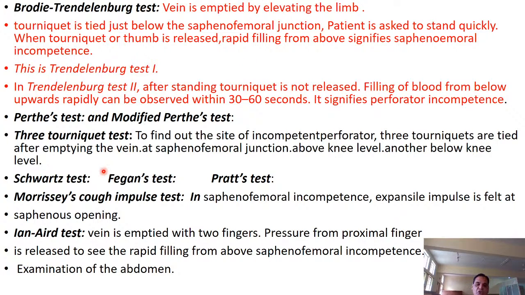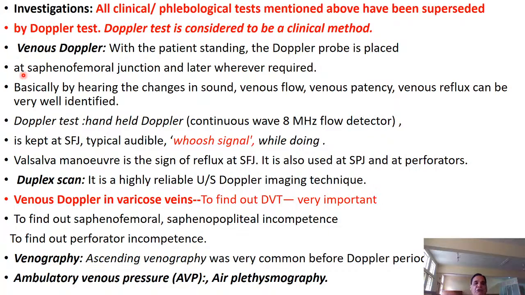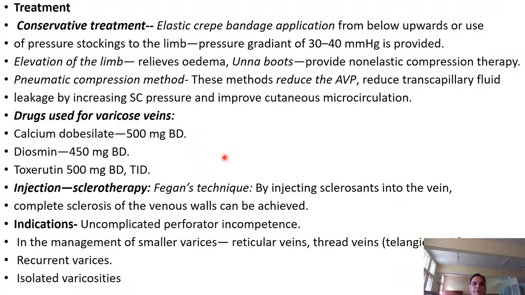Other tests are Schwartz, Perthes, Pratt, Boyd's, and examination of the abdomen. Never forget this part, because one of the major causes of secondary varicosity is abdominal pathology. Investigation we already considered in that graph. All the investigations are clinical and physiological, that is the Doppler test. So this is the identification of all the investigations. You can go through at leisure.